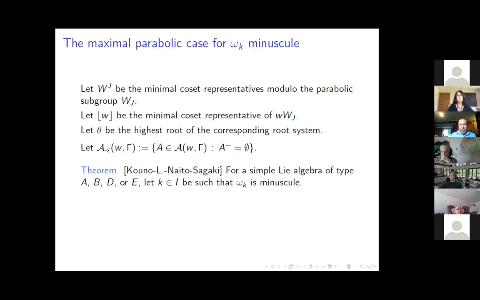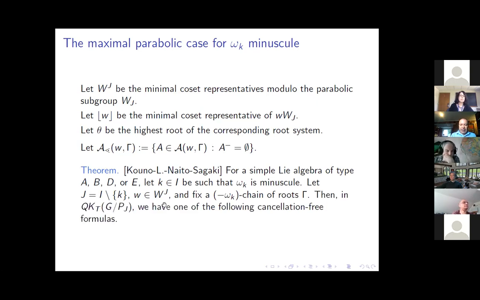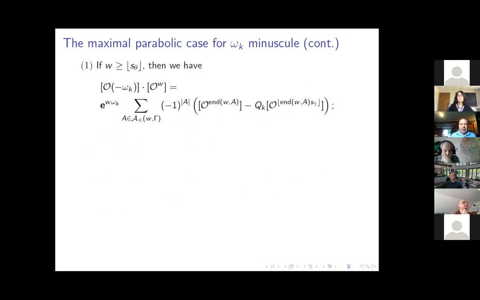So the first formula, for minuscule fundamental weight, type A, B, D, E and maximal parabolic, you take a negative ω_k chain of roots, and you take some arbitrary element in this lowest coset representatives, which index the Schubert classes. And then we have the following cancellation-free formula. Actually, we have two formulas. Here you start getting into cases.